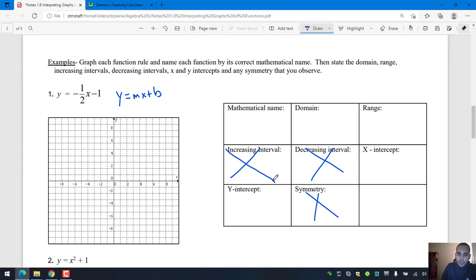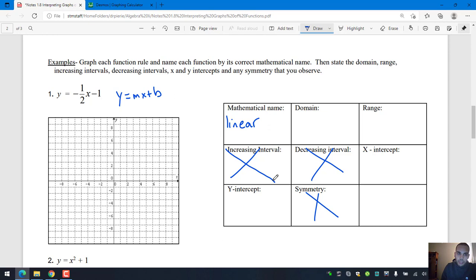We have seen something like this before, and what we might remember from chapters 3 and 4 is anytime we have an equation that follows this format, it's going to be a straight line. Anytime we have an equation that's a straight line, we call it a linear equation. That is the mathematical name for this thing. If it's in the format y equals mx plus b, it's a linear equation.